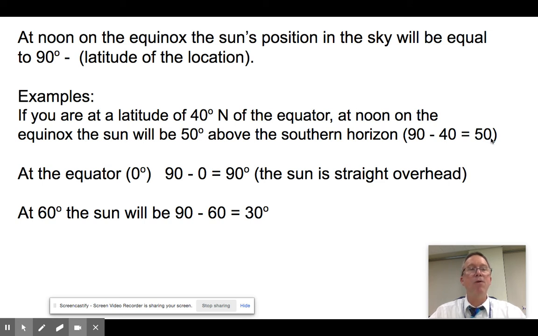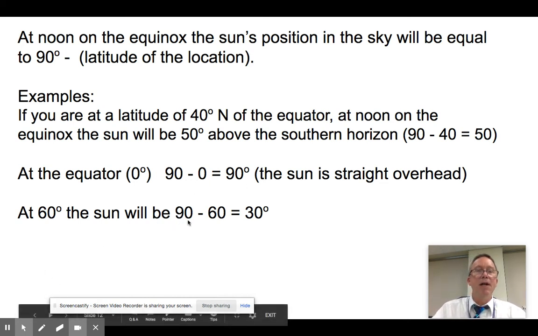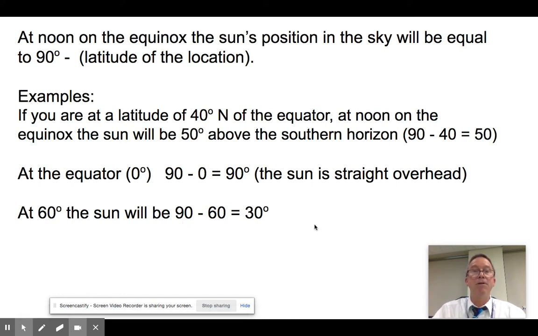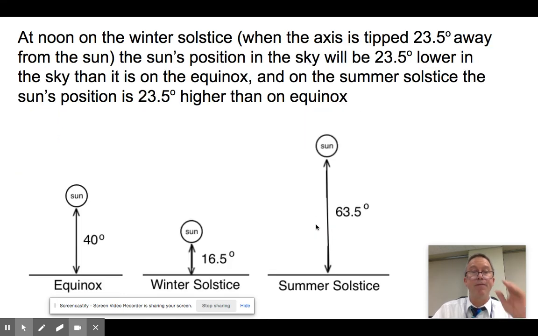Think about this. What if you were at the equator? If you're at the equator, you're at 0 degrees. 90 minus your latitude means the sun is straight overhead on the equinox. If you're at the North Pole, it would be 90 minus 90, 0. The sun would just be right on the horizon. And if you're at 60 degrees, it'd just be 90 minus 60, it'd be 30 degrees in the sky, and so on. So it's just 90 minus your latitude equals the position of the sun in the sky at equinox.